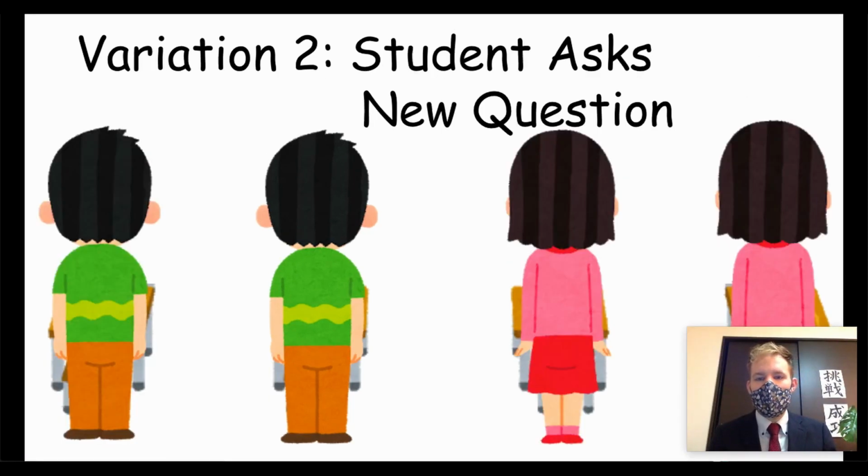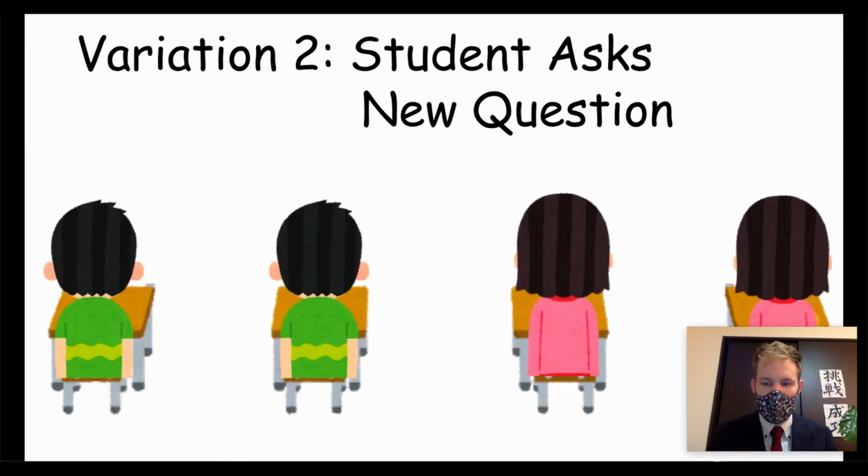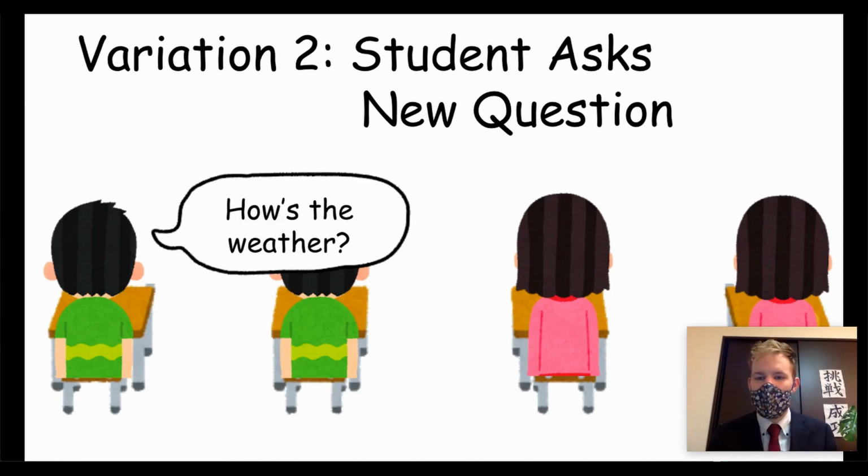So the next variation is the student asking the question. For example, I'll ask the first question, and they answer, and they get to choose right. So everyone sits down. But now, instead of the teacher asking the next question, the student who just answered asks the next question. And they ask, how's the weather? And they get to also choose which student answers their question.